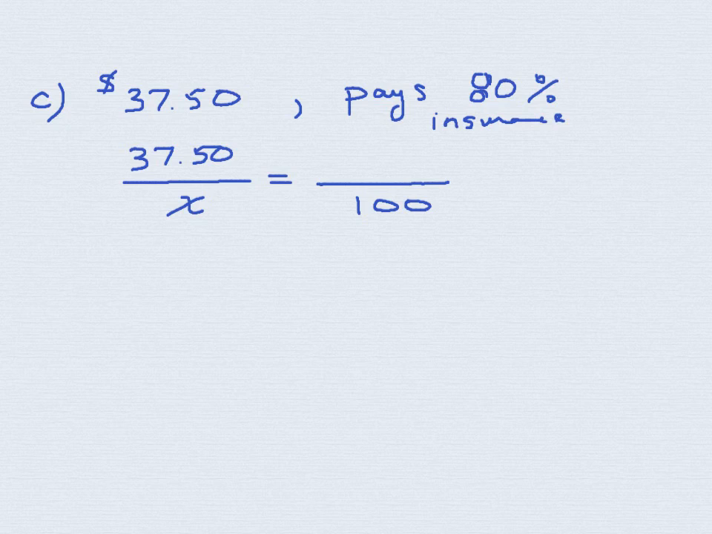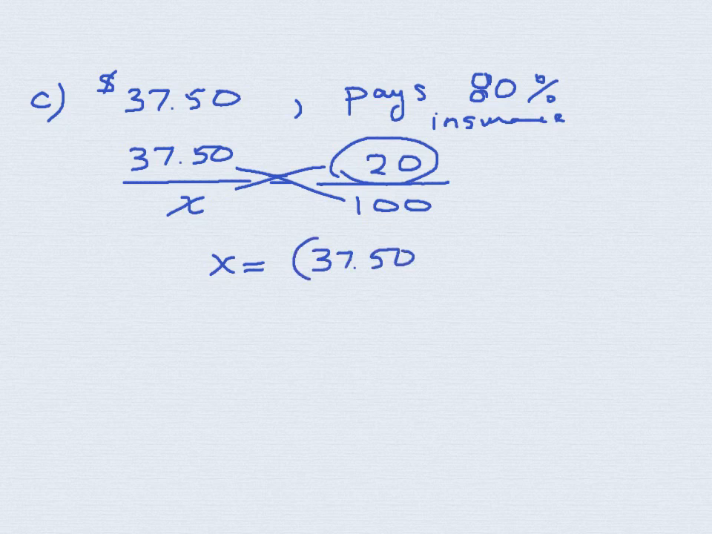The percent that you pay is not 80. The percent that you pay is actually 20. If you put 80 in there, those numbers don't match. 80% the insurance pays, you as an individual pay $37.50. To solve the problem, you need to cross multiply. So your unknown total bill is going to equal $37.50 that you're going to pay times 100 from the formula and divide that by 20.